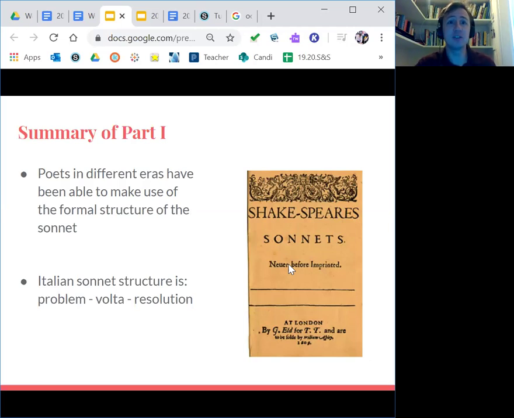Welcome back. So, quick summary. My argument: poets in different eras have been able to make use of the formal structure of the sonnet. And the Italian sonnet structure is problem, which is in the octave, the volta, which is in line 9, but it's the shift, and then the resolution, which is in the sestet. And so we really want to focus on that.